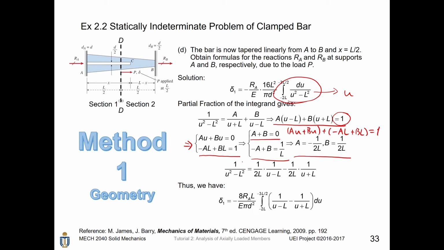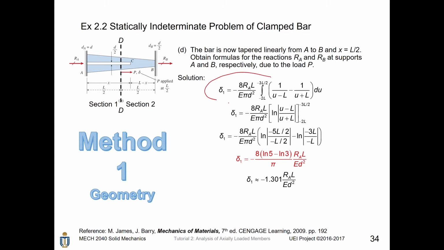Eventually, we can write 1 over u squared minus l squared equals 1 over 2l times 1 over u minus l, minus 1 over 2l times 1 over u plus l, which equals 1 over 2l times 1 over u minus l minus 1 over u plus l. Then we substitute this result into this integral. Now we integrate it such that it will become natural log of u minus l over u plus l. The result will become this, which is pretty complicated.